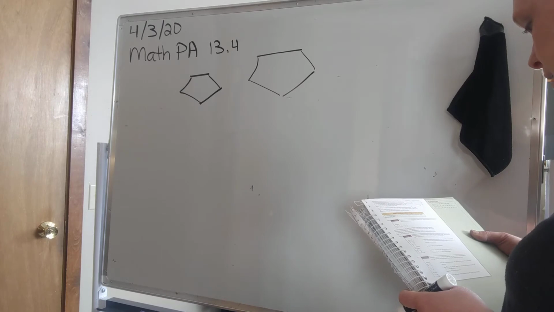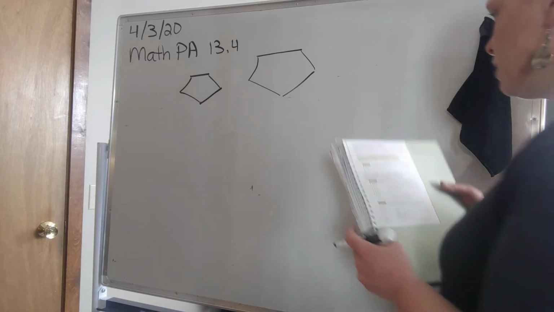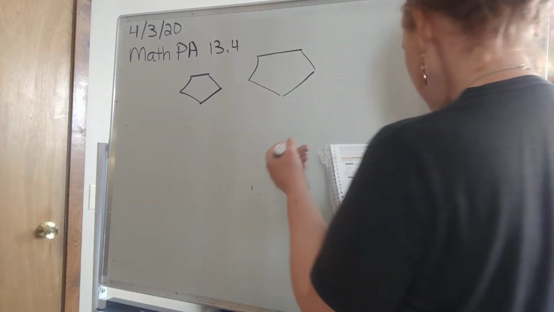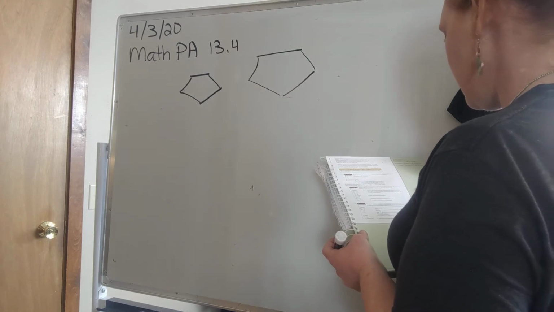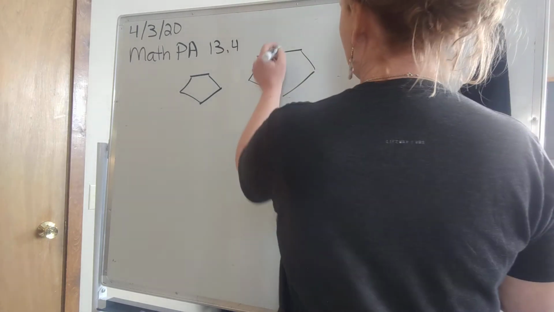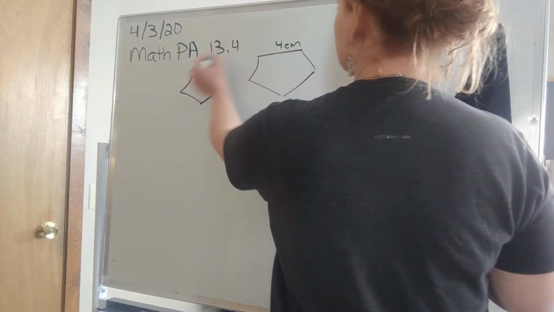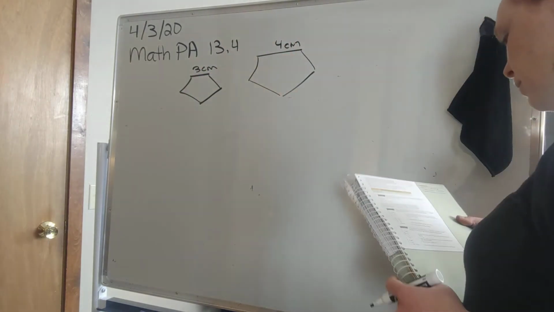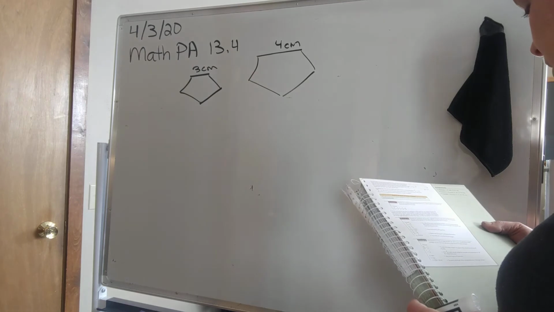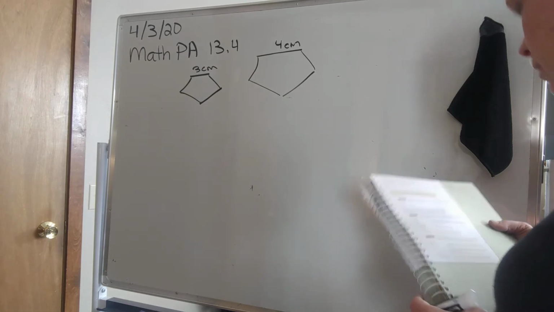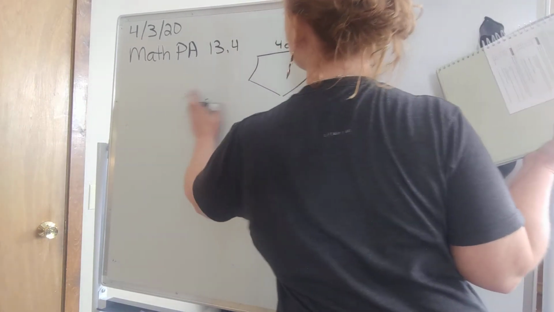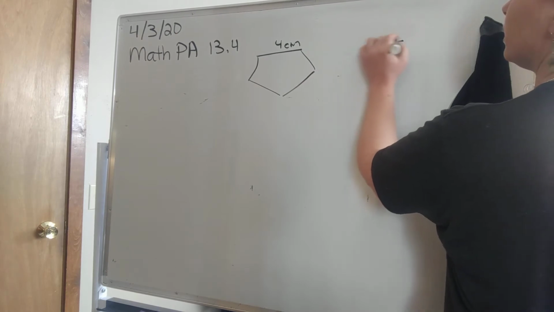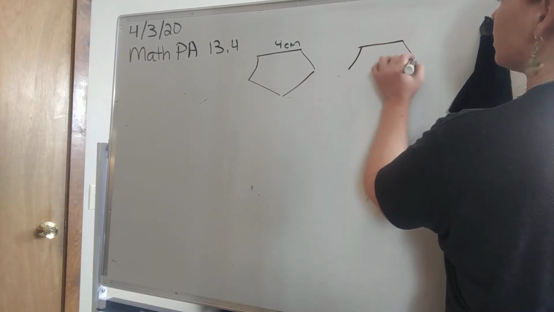The first has a side of 4 centimeters, and then the second has a side of 3 centimeters. So I'm going to say 4 centimeters and 3 centimeters. It makes sense that this one needs to be bigger because it's the bigger shape. We're using first and second, so I'm just going to draw this one over here so when we read our problem it doesn't confuse us.